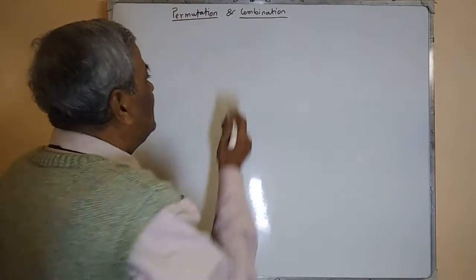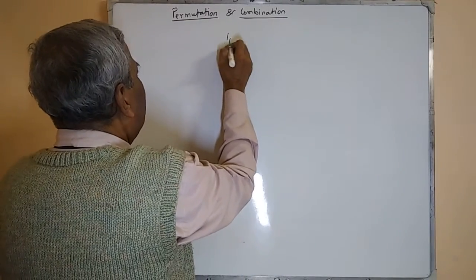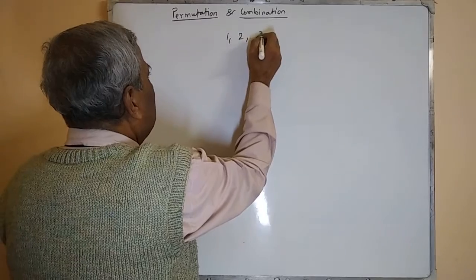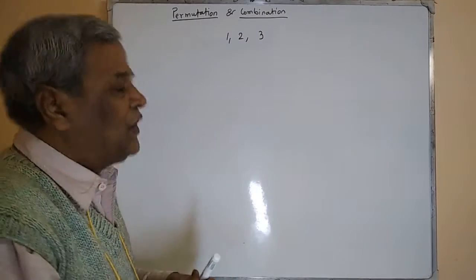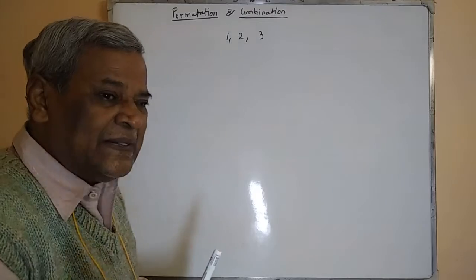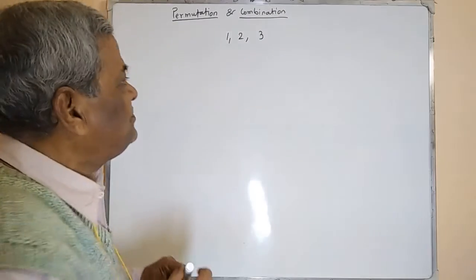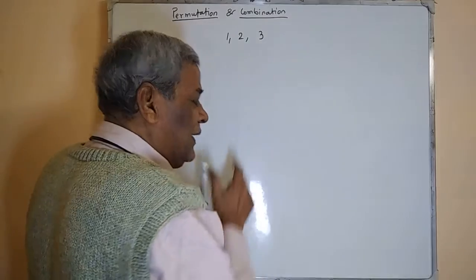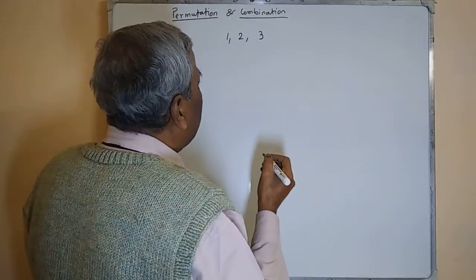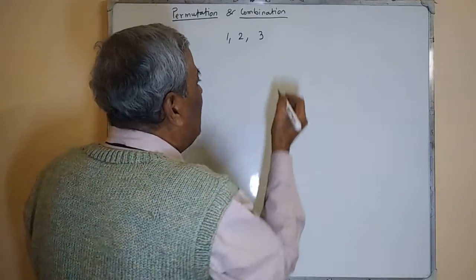Suppose we are given three digits 1, 2 and 3. Very simple question: how many two-digit numbers are possible? So very simple, and because only three digits are given, we can find it manually.